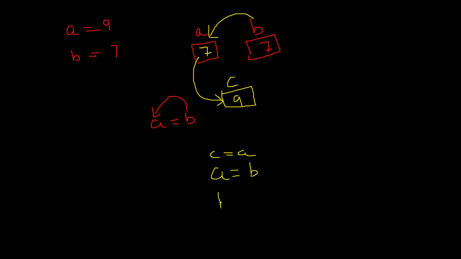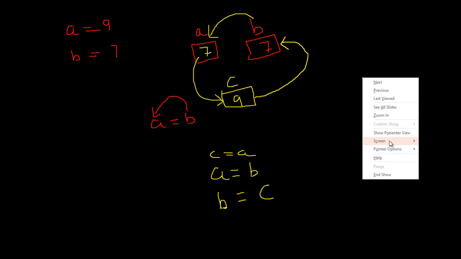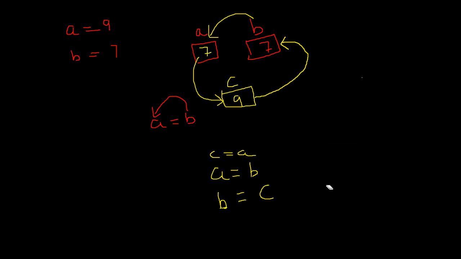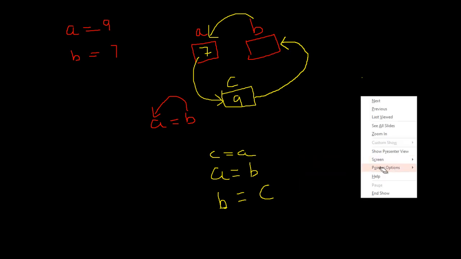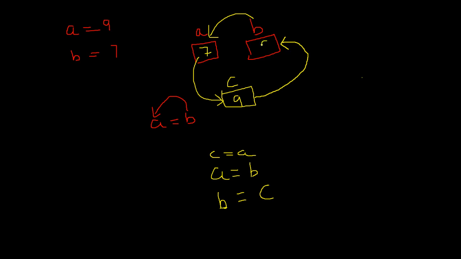Then we will write b is equal to c. When we write this statement, it means the value of c gets stored in b. So what is present in c? 9. So the value 9 gets stored in b. The 7 value gets removed from b, and the variable b gets the value 9. So now you can see that previously a had 9 and b had 7, but after the execution of these statements, the value of a becomes 7 and the value of b becomes 9, right?